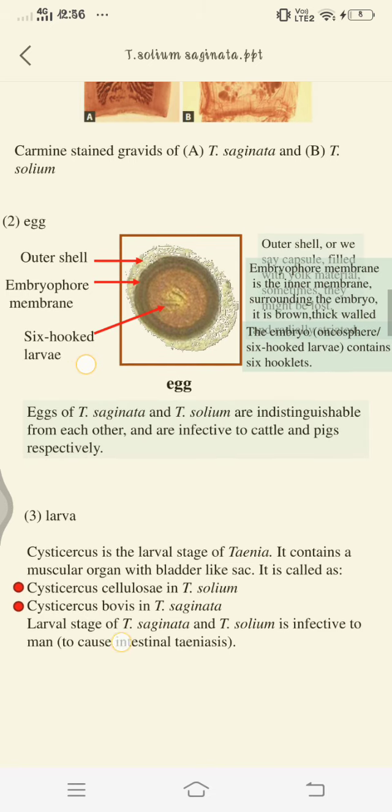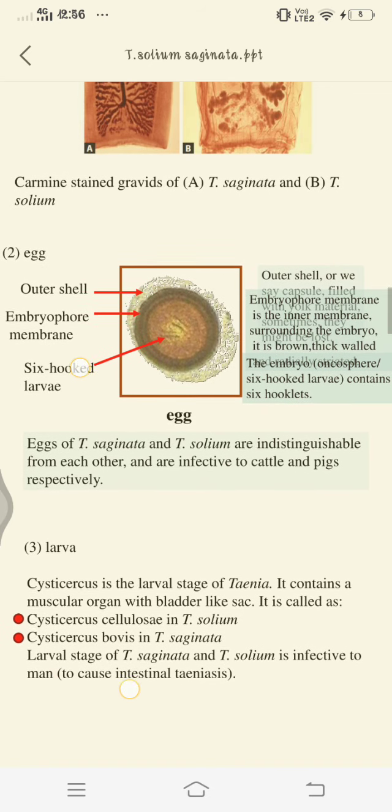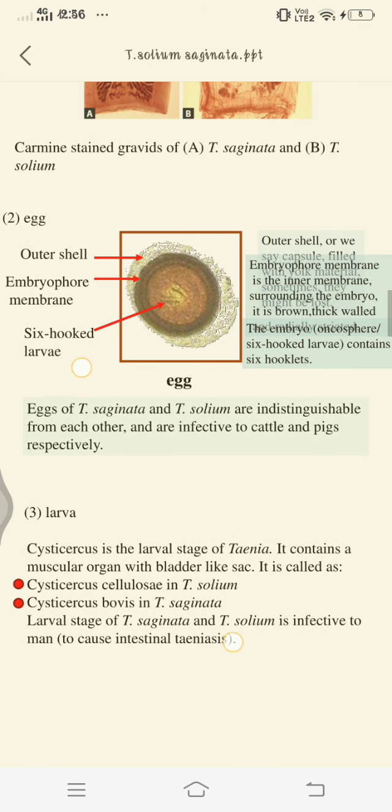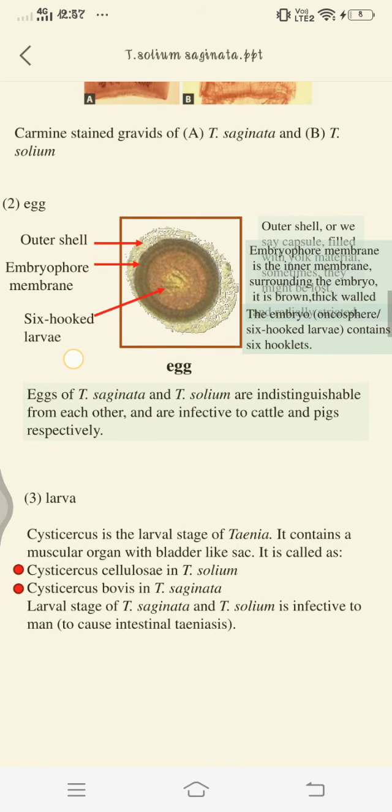So the larval stage of T. saginata and T. solium is ingested by man to cause intestinal taeniasis. So taeniasis is a disease caused by Taenia solium or saginata. Only in the intestine, then we call this intestinal taeniasis. And it also goes to some other organs; we are going to see that.